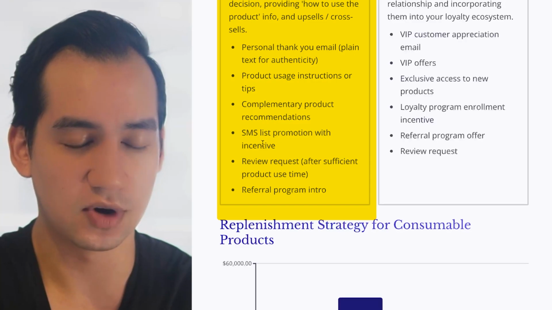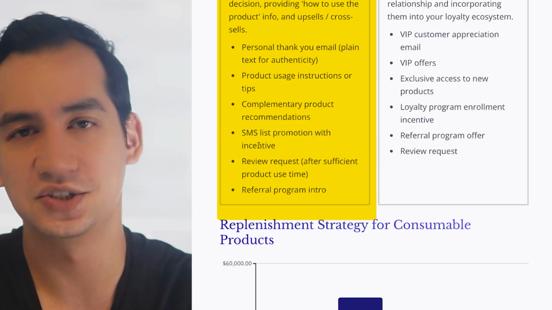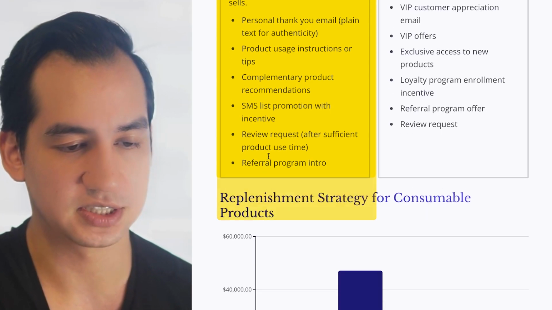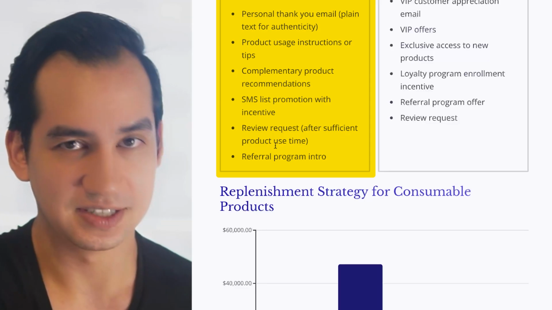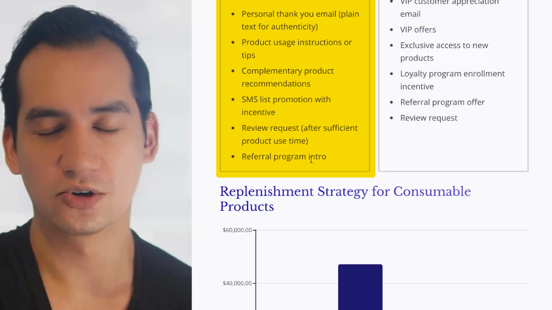SMS list promo with incentive. This one, you're basically getting them to opt into your SMS list. Obviously, you want to exclude anybody who's already on the SMS list. Review request, so after they've received the product and had a few days to try it out and form their decision. And referral program intro.